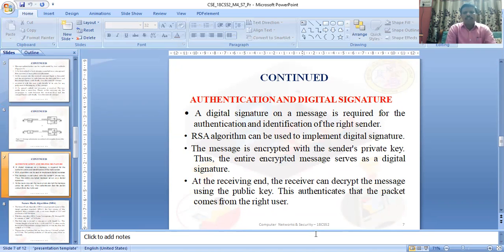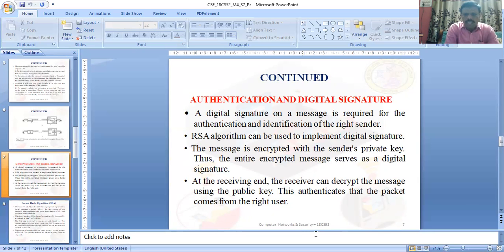Here, authentication and digital signature. The digital signature and the message are required for the authentication and identification of the right sender. Who is exactly the right sender? We can identify that with the help of the digital signature. The RSA algorithm can be used to implement the digital signature. As you know, it is a public key cryptography algorithm.